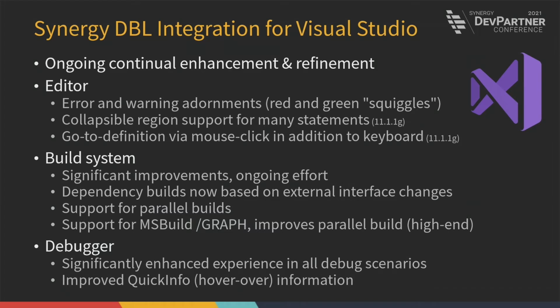We've also improved the quick info. Quick info is the hover over, when you hover over a variable or something or a parameter and get information. We've also made some improvements in that area, so you can get much more detailed and much more accurate information in many cases.